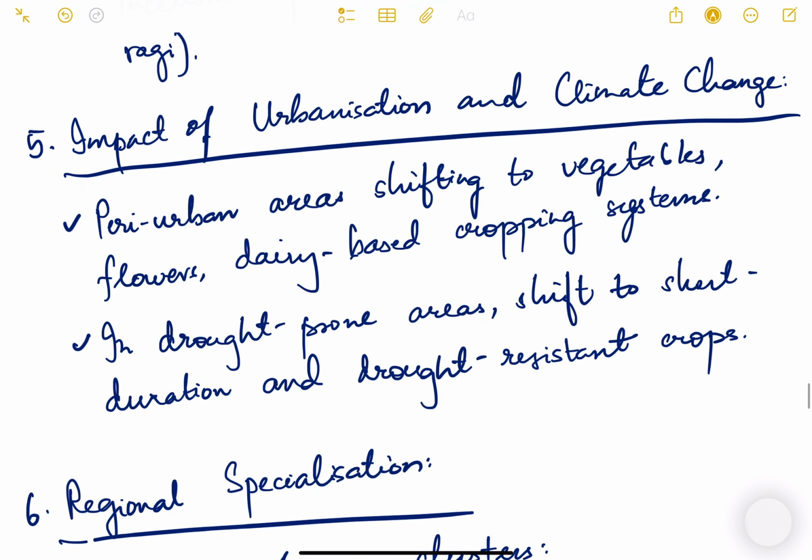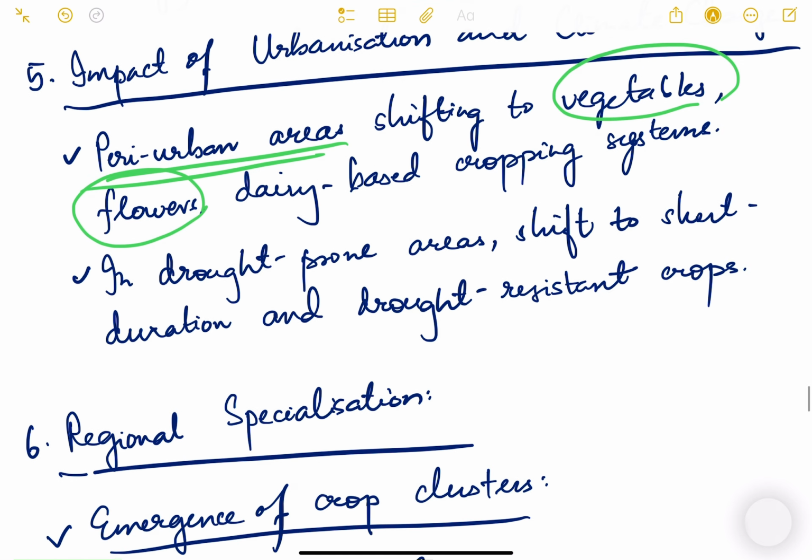Then impact of urbanization and climate changes. A lot of urban areas now start demanding vegetables, flowers, dairy based products. So dairy based cropping systems like poultry farm, goatry, etc., started happening in peri-urban areas, right? So villages which were near urban areas, near the cities, started growing more of vegetables, flowers, etc., rather than traditional rice and wheat. In drought prone areas, shift to short duration and drought resistant crops also was seen.